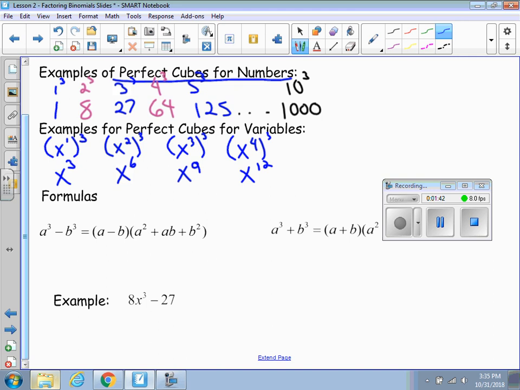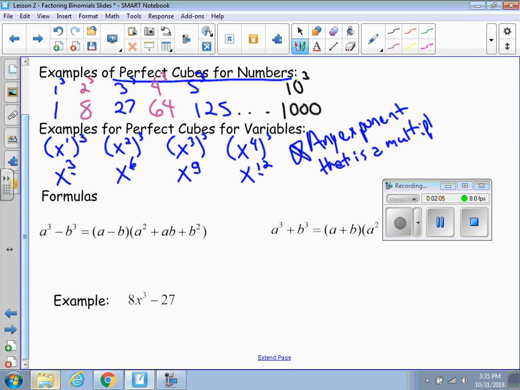Hopefully you're noticing some patterns here in that every single exponent for perfect cubes has to be a multiple of 3. So any exponent that is a multiple of 3, if I could spell exponent, that'd be nice, is a perfect cube. Cool.